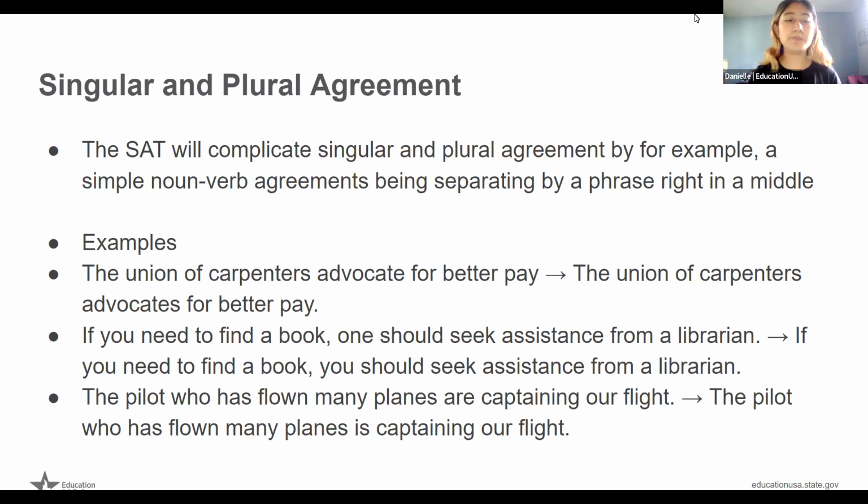And then the last one. The pilot who has flown many planes are captaining our flight. See, that just sounds wrong, okay? Because it's not an agreement between planes and captaining. It's the pilot who has flown many planes is captaining our flight. The pilot is the one doing the verb here, not the planes captaining themselves. Okay, guys.